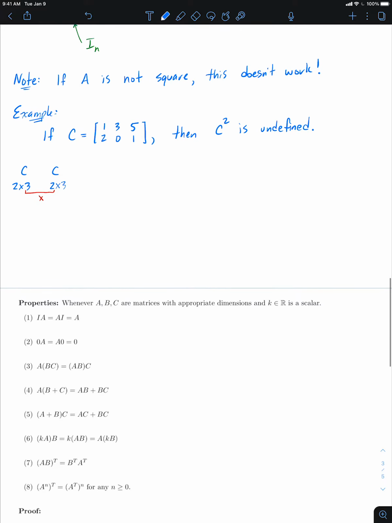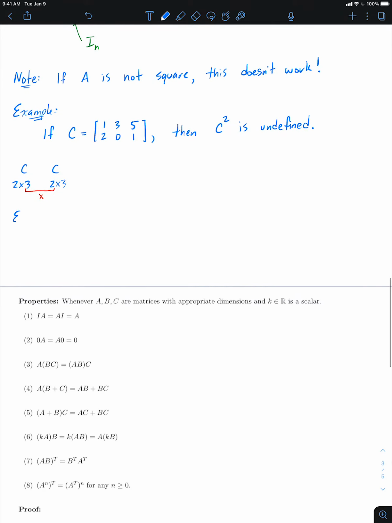And well, what if we did have a square matrix? What about, let's say I take the matrix A to be a 3 by 3 square matrix. So I'll say the entries are 3, 0, 1, 2, 6, 0, and then 1, 4, 5 for the third row. So, well, what if I wanted to compute a power of this matrix?